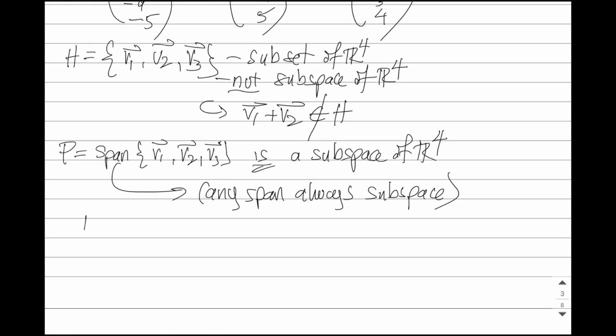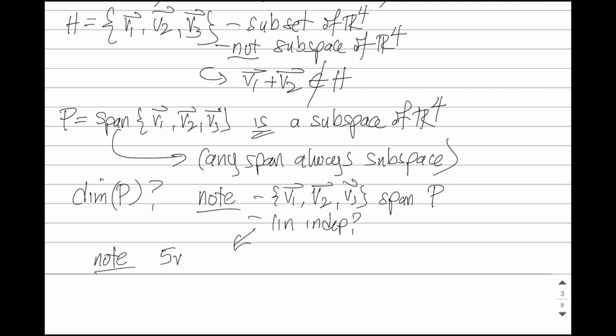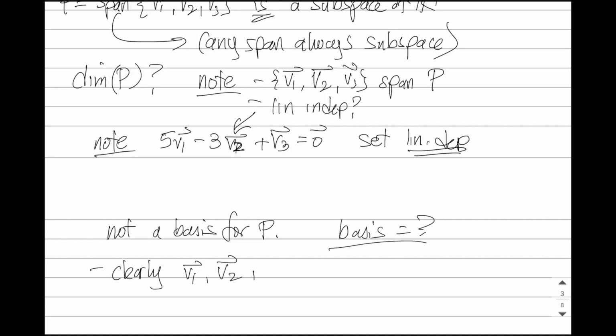I would love to know what the dimension of this subspace is. Take these vectors, by definition, V1, V2, V3 span P. Are they linearly independent? You could take those 3 vectors, put them into a matrix, but just to save you a bit of time, I'm going to tell you that there is a non-trivial way to make these vectors add up to 0. So the set is linearly dependent. And that means it is not a basis for P. So I would like then to find a basis for P. Clearly, V1 and V2 are not multiples, and that means this set V1, V2 is linearly independent.